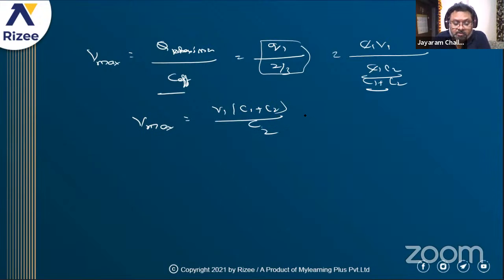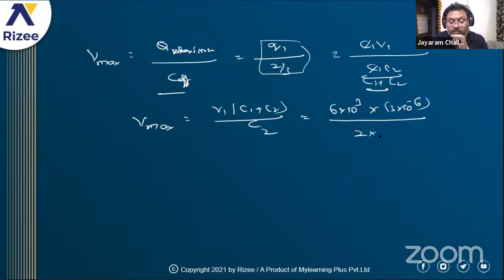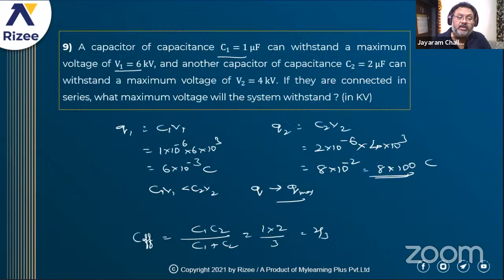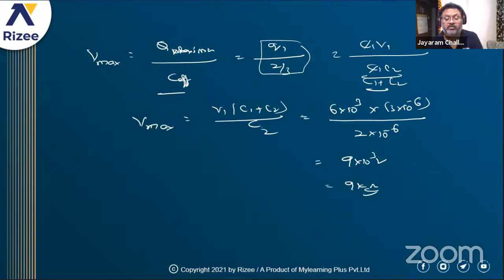by C2. So now when I substitute the value 6 into 10 to the power of 3 into 3 into 10 to the power of minus 6 by V1, what is the value of the V1 and everything? This is 2 into 10 to the power of minus 6. So on solving this one, you should be getting it as 9 into 10 to the power of 3 volts, or else 9 kilo volts, right? So this is the maximum potential that it can withstand over here. It's a single answer question, no problems.